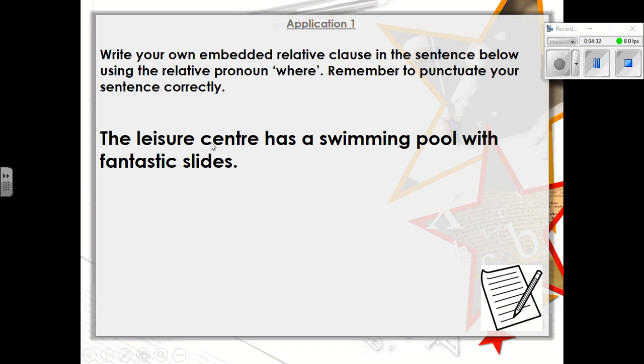So you're going to rewrite the sentence and put in your own relative clause in this sentence using the relative pronoun where. Okay, so if you want to have a look, rewind, have a look at some of the other examples that have been used. If that helps you, that's absolutely fine. Just pause the video, give that a go for me. There's loads of options, so you should be able to get it right. So pause the video and give that written down for me.